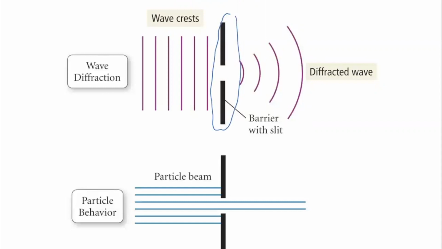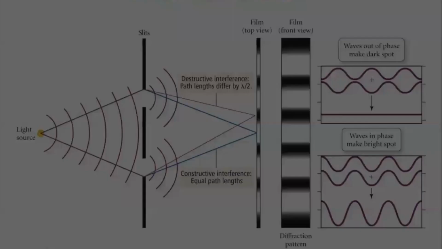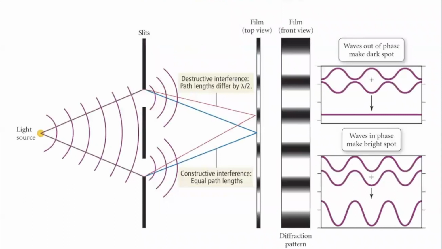The wave is going to bend. On the other hand, if we're talking about particles, the particles are not going to diffract. Once they encounter the barrier, they're not going to pass. So it's important to see that. Now, what happens when the wave encounters two different slits, two different obstacles? Now they can bend, and now you have these two new waves.